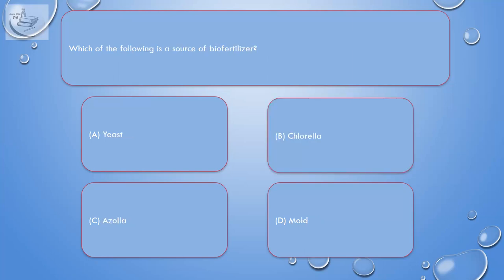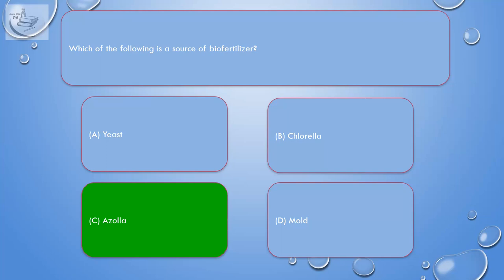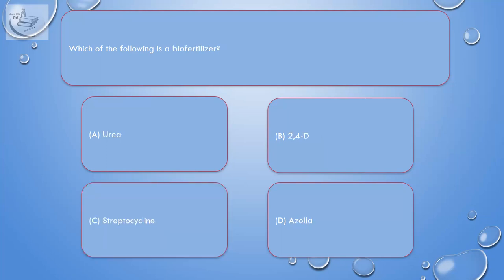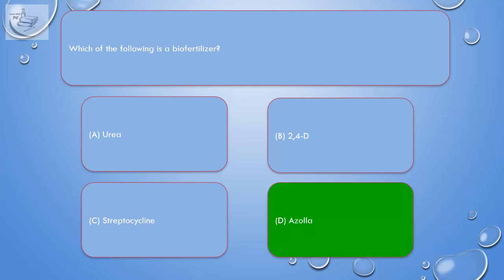Question: which of the following is a source of biofertilizer? A. Yeast, B. Chlorella, C. Azolla, D. Mold. Correct answer is C. Azolla. Question: which of the following is a biofertilizer? A. Urea. B. 2,4-D. C. S-Streptocyclin. D. Azolla. Correct answer is D. Azolla.